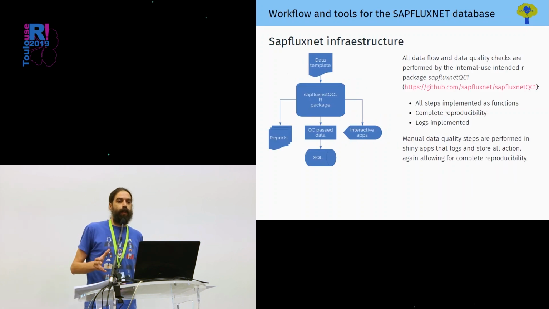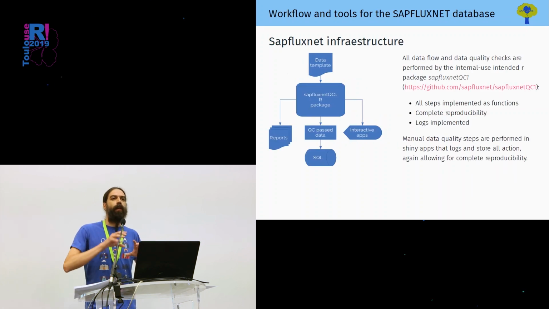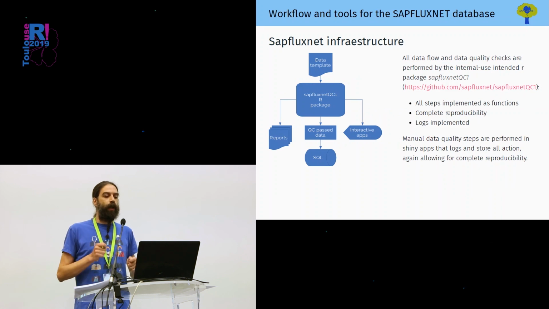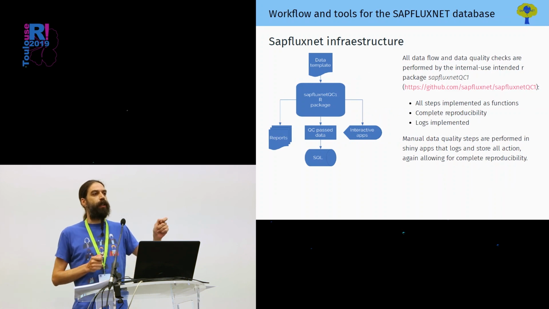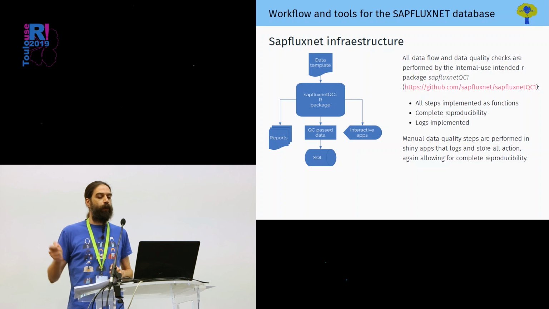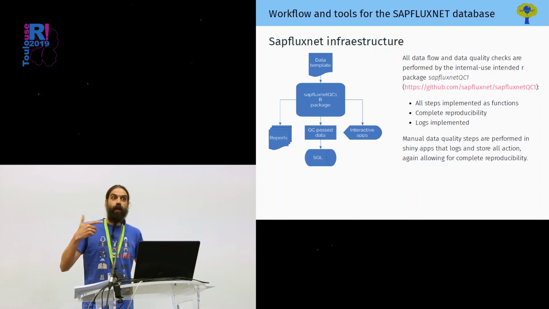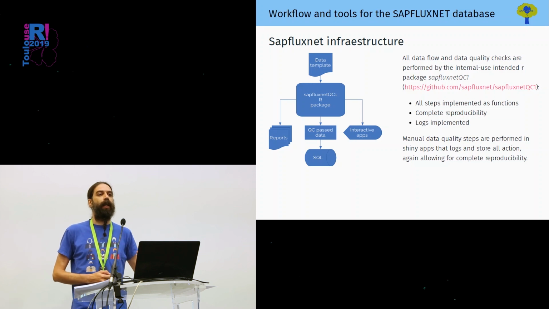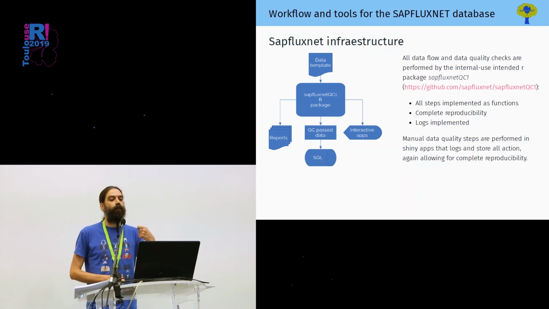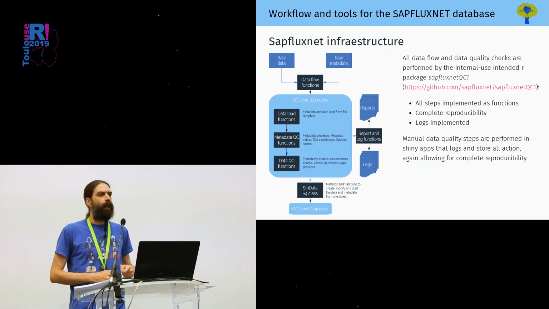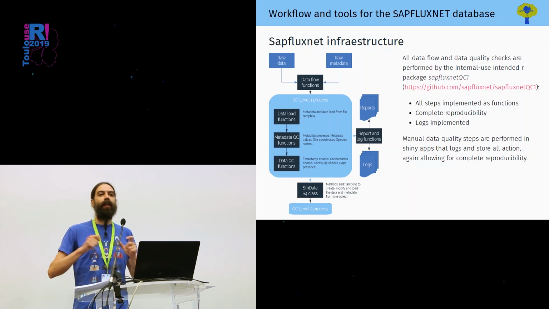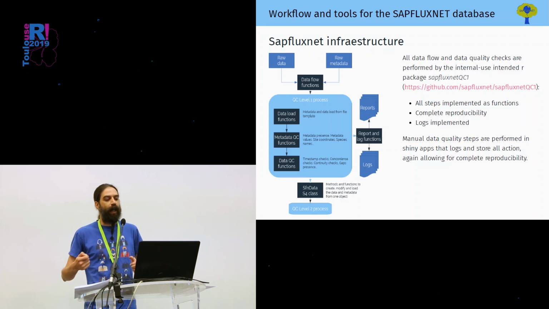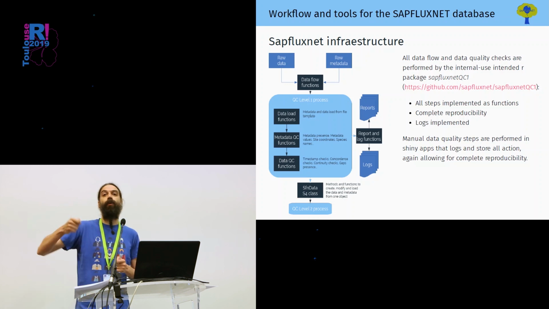So how did we do this? We needed to design a completely reproducible workflow to start from the raw data from the researchers to the final clean data product. In R, everything is a package. So we designed all the steps of the quality checks and the data flow as functions of the sapfluxnetr QC package. In this way, we can automatize almost all the process and also test that we are doing what we want to do.